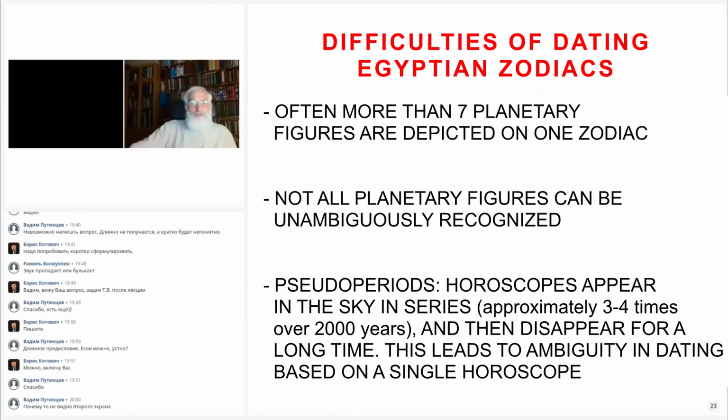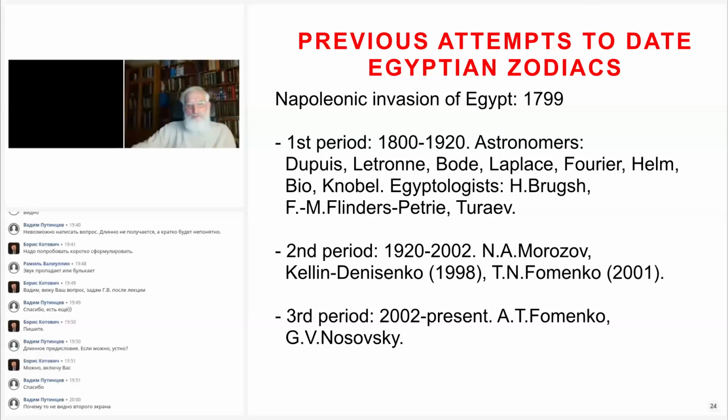But historians, including Morozov, didn't attach importance to this. They believed that there was only one horoscope in the zodiac, and that's it. Such an approach, where there's only one horoscope in the zodiac, and everything else is just some religious images, is unlikely to be correct. Firstly, for the reasons listed here, there are more figures, and pseudo-periods arise, leading to unreliability and ambiguity. Therefore, one should proceed with the assumption that astronomers were, after all, intelligent, given the complexity of the drawings.